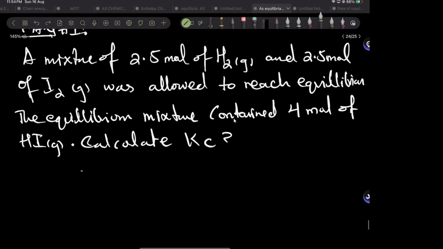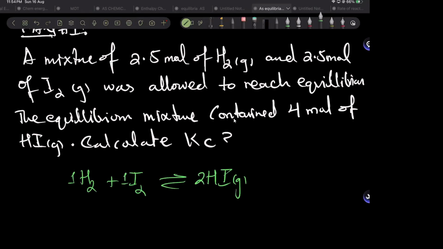So this reaction is between H2 and I2, and they both react together to form HI gas. All right. And if I balance this equation, 1 mole of this, 1 mole of this, and 2 moles of HI, this balances the equation. So what happens in this reaction, initially you put in the reactants. All right. So you put in 2.5 moles of H2 and 2.5 moles of I2. You close the container, they start reacting, and then they reach equilibrium. And then at equilibrium, the equilibrium mixture contained 4 moles of HI gas also.